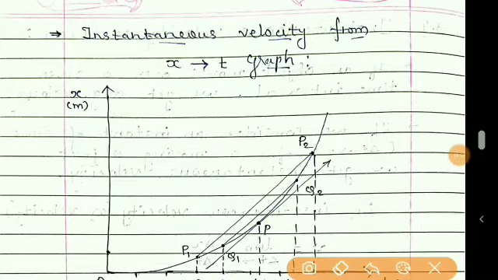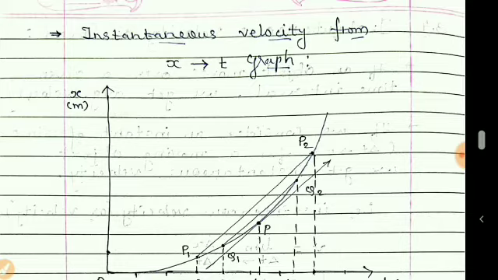Now about the graph of position versus time, that is the x-t graph for instantaneous velocity. Now students, you must remember the graphs which we have studied earlier. Those graphs were for uniform motion, and we know that if the motion is uniform, then the graph will be a straight line. You can see here once again, the graph is a straight line. The graph is of position versus time.